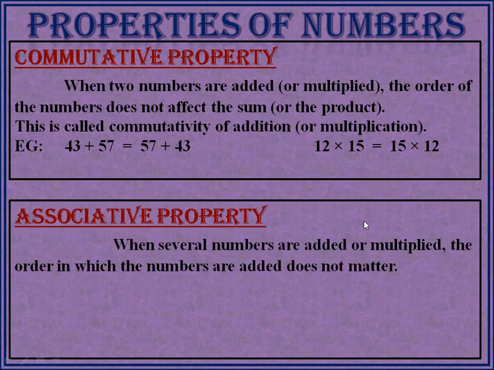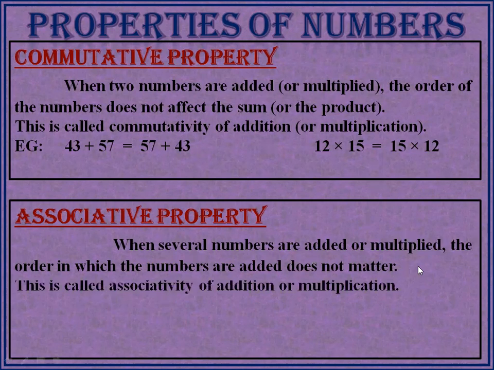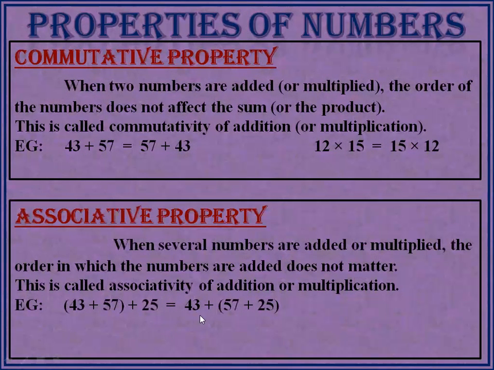Associative property involves three numbers. The order is the same, but the grouping of the numbers is different. When several numbers are added or multiplied, the order in which the numbers are grouped does not matter. This is called associativity of addition or multiplication. Example, 43 plus 57 plus 25 is equal to 43 plus 57 plus 25 with the grouping changed.